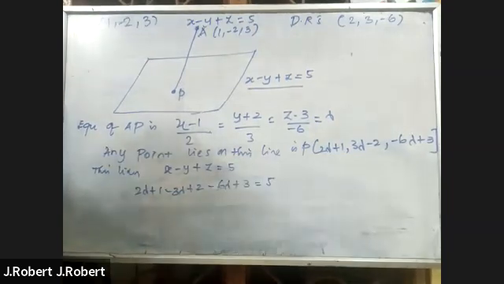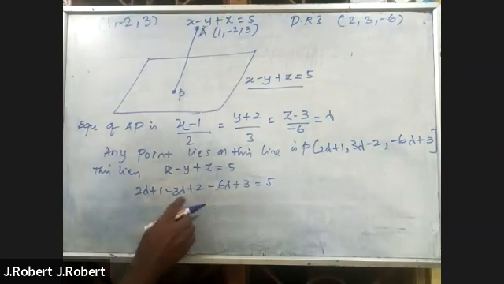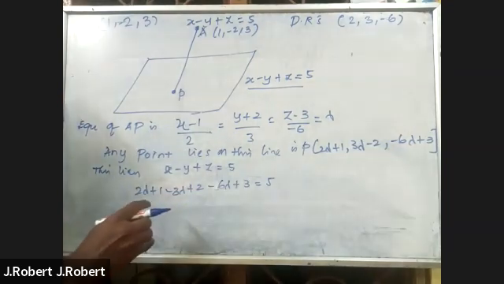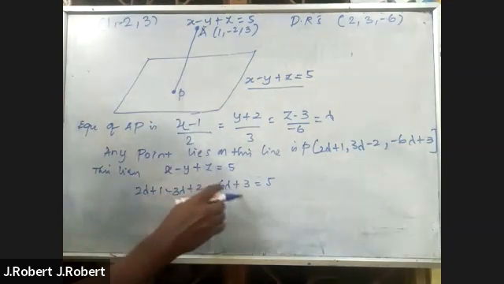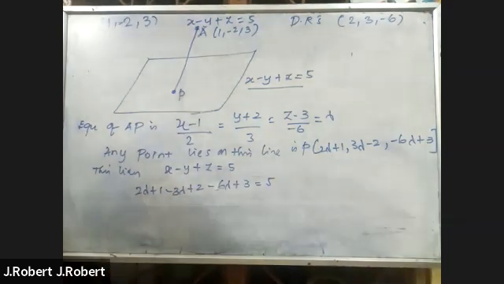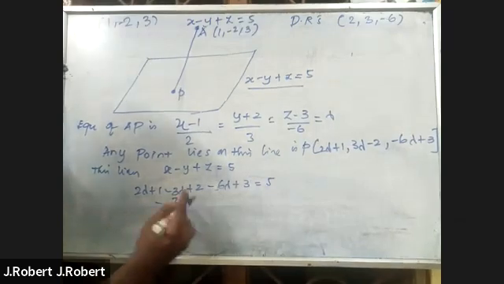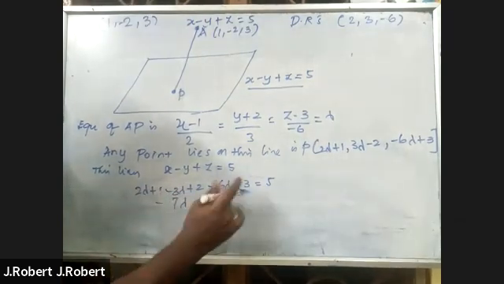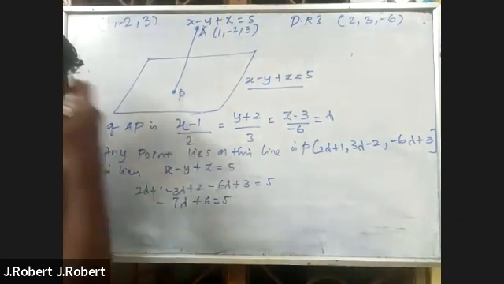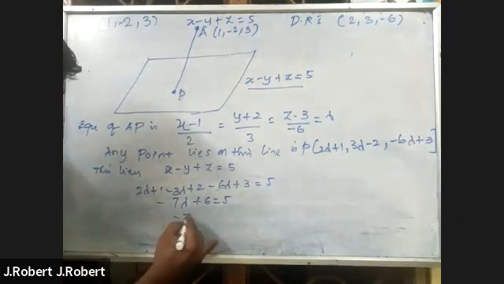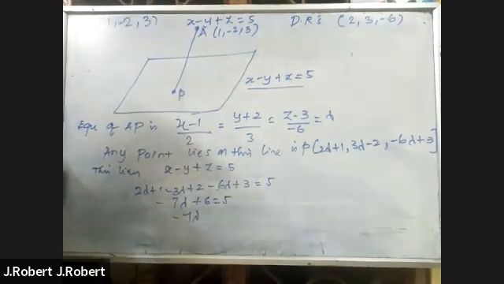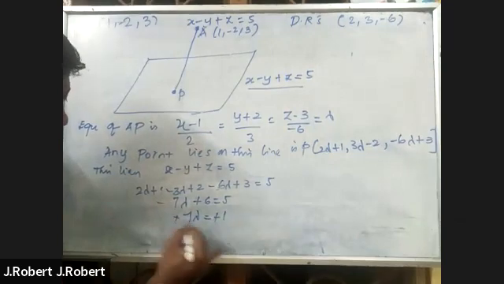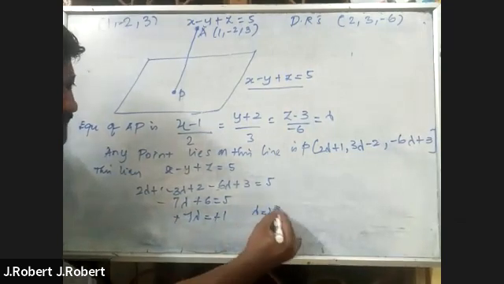Simplifying, we get 2 lambda minus 3 lambda minus 6 lambda, which is equal to minus 7 lambda. Then 1 plus 2 is 3, 3 plus 3 is 6, so minus 7 lambda plus 6 equals 5. Therefore, minus 7 lambda equals 5 minus 6, which is minus 1. Lambda is equal to 1 by 7.